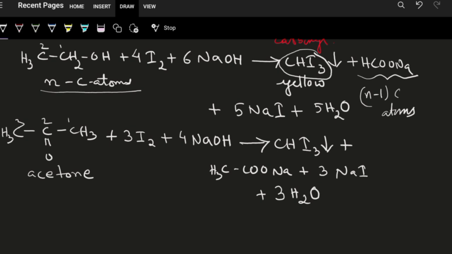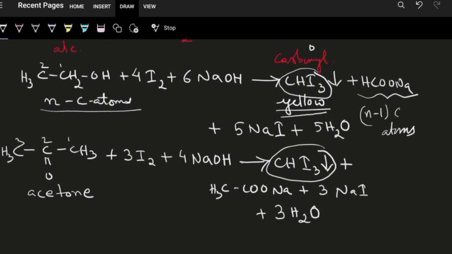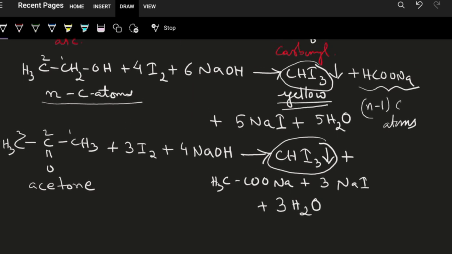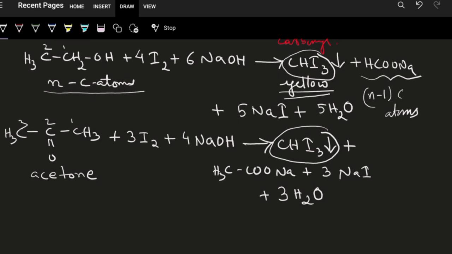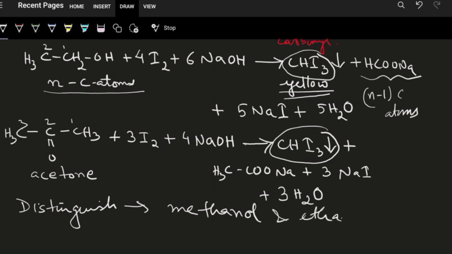Now this iodoform test, producing yellow precipitate of iodoform, is used as a distinguishing test for compounds having this type of functional group, this type of linkages. Like if I say, how can you distinguish by chemical test methanol and ethanol? You can use this, where ethanol will respond and will give yellow PPT and methanol will not give.